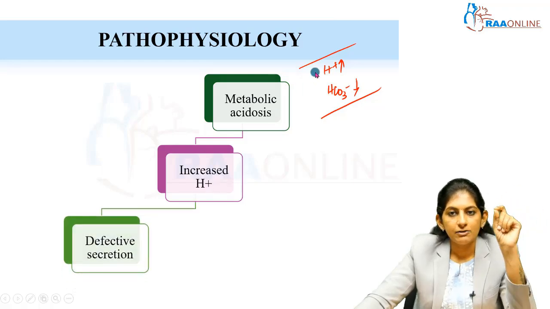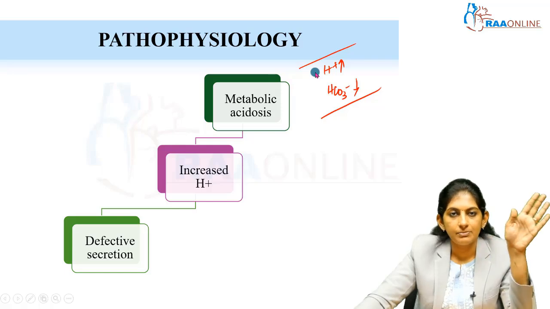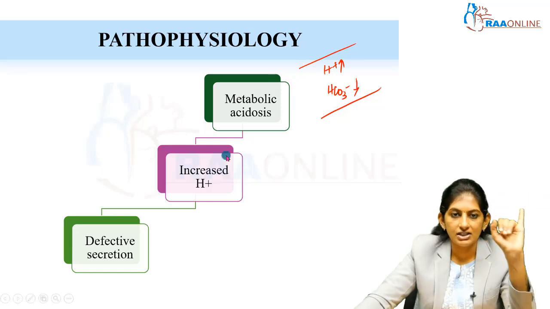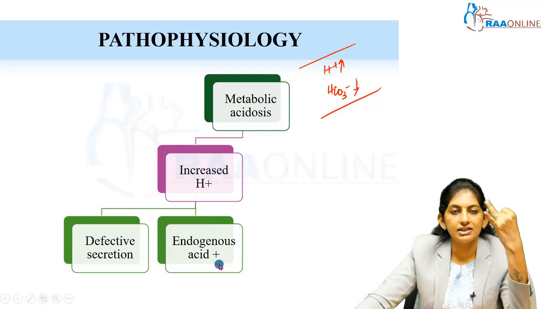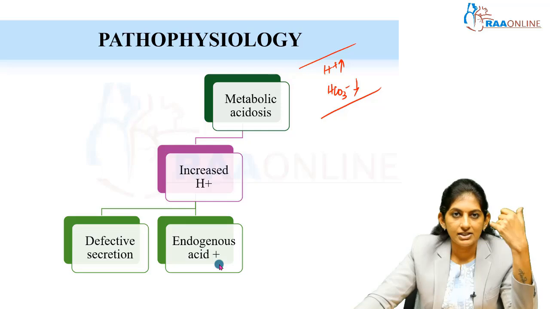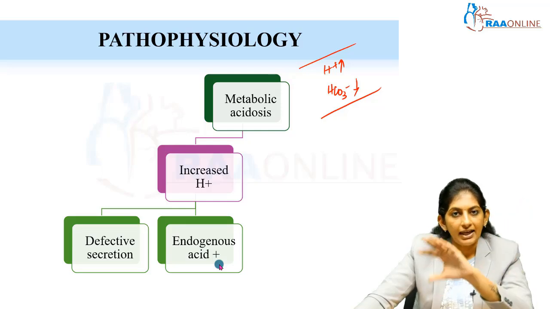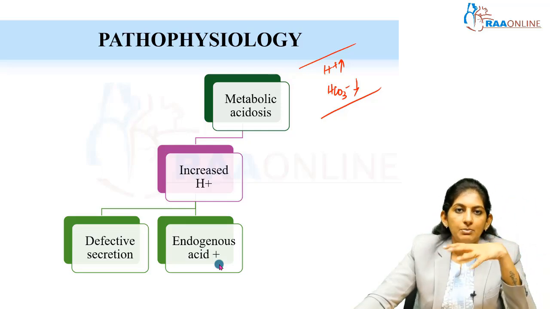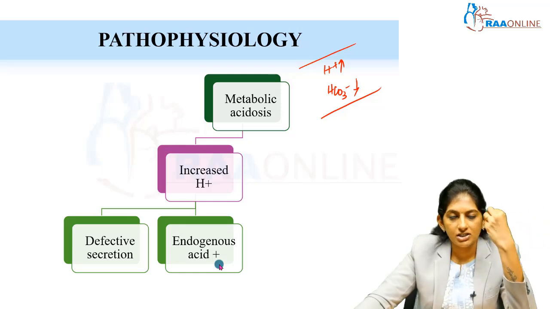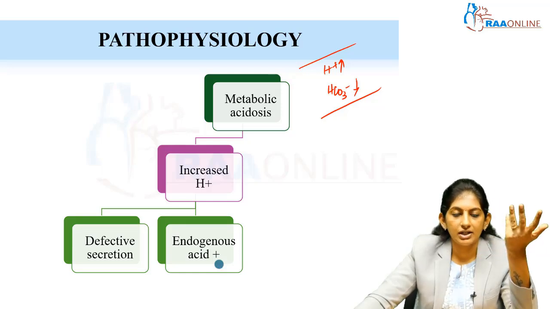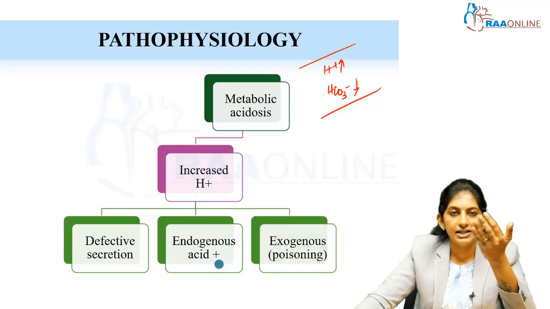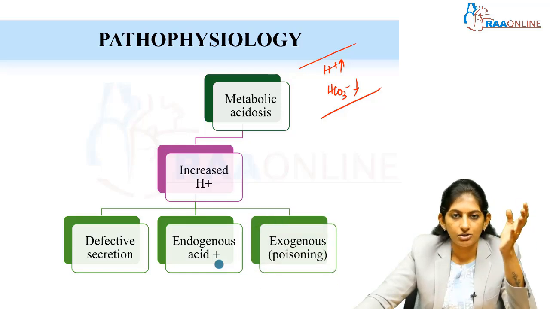One thing is, if the H plus is not excreted from the kidneys, that will cause increased H plus in the body. Next, increased acid production in the body. Endogenously there is increased acid, like diabetic ketoacidosis, uremic acidosis. So endogenously there is so much acid. Third thing, exogenously it is coming from outside. If someone is consuming acid, how can you consume it? Like a poisoning, salicylic poisoning. So we'll talk about that. All the poisoning cases will be exogenous.